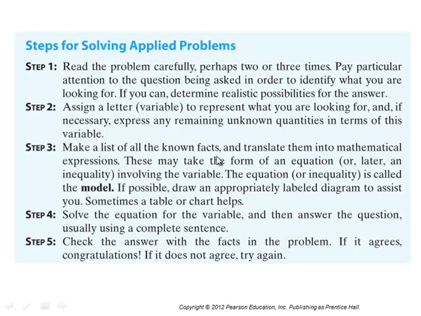Make a list of all your known facts, and again, write down a model that shows the relationship. And what we mean by model is maybe an equation or two to give relationships between things that you know and don't know. And then solve your equation for your unknown quantity, and then double check your answer.